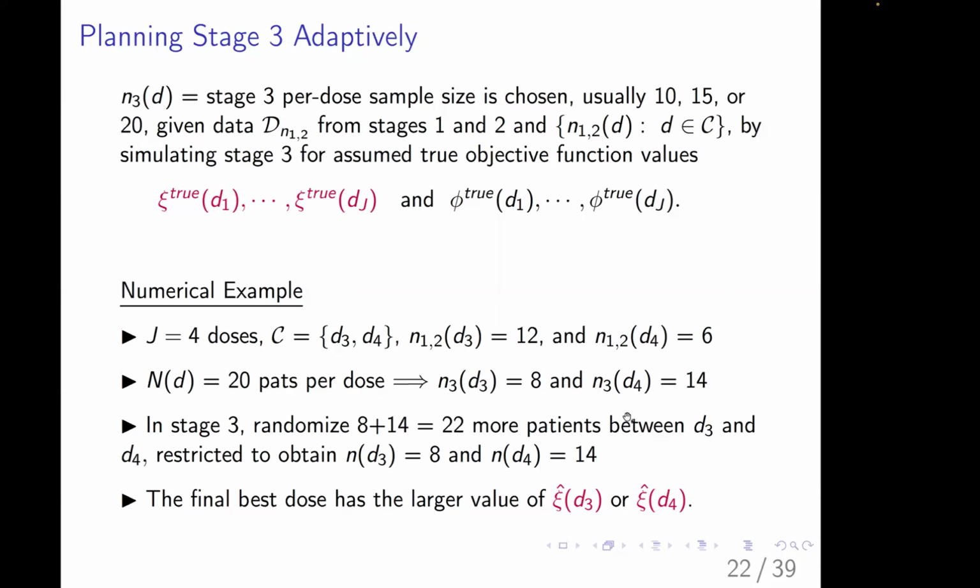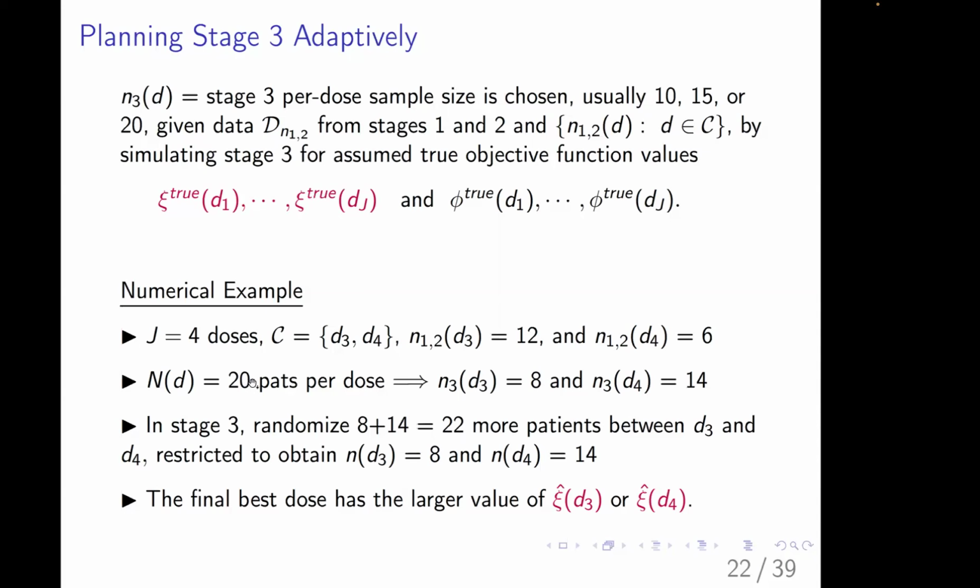You randomize these additional patients between dose 3 and dose 4, restricted to have 20 patients per dose. Yeah, I made an arithmetic mistake here that I can't recover from. So I think what I did in my example is if n of D is 22. So I apologize for that.